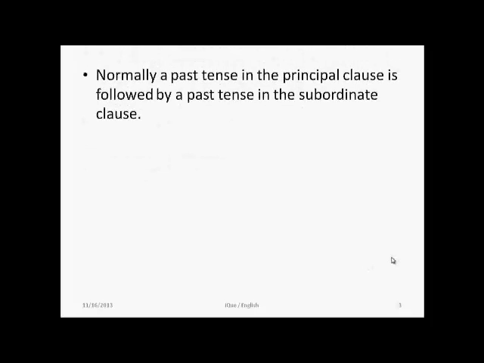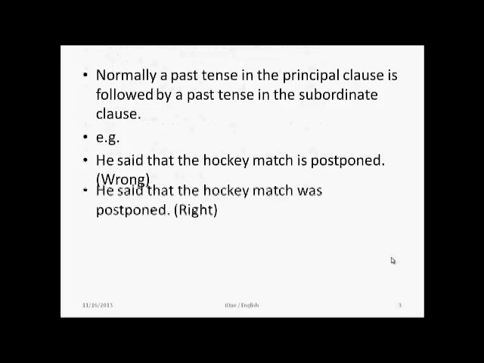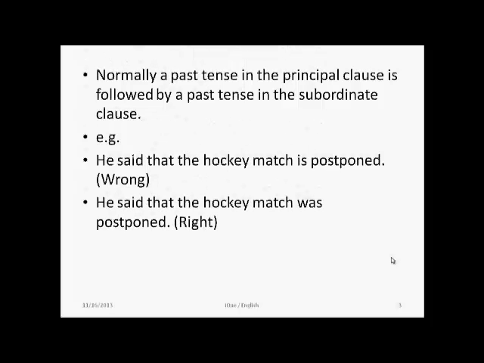Okay, here's the first tip. Normally a past tense in the principal clause is followed by a past tense in the subordinate clause. For example, we do not say, he said that the hockey match is postponed. Instead, the correct way to write this is, he said that the hockey match was postponed. Because the tense of the principal clause, said, is past, we must say was postponed in the subordinate clause as well.